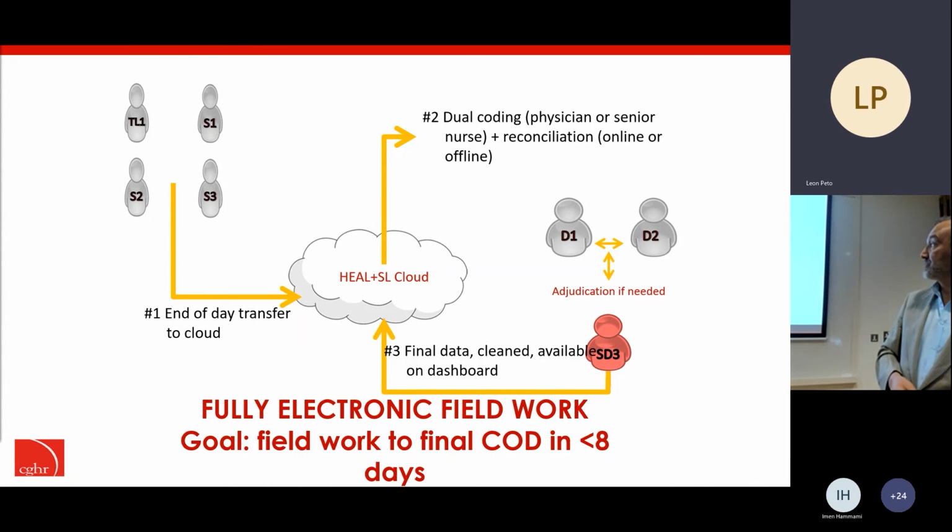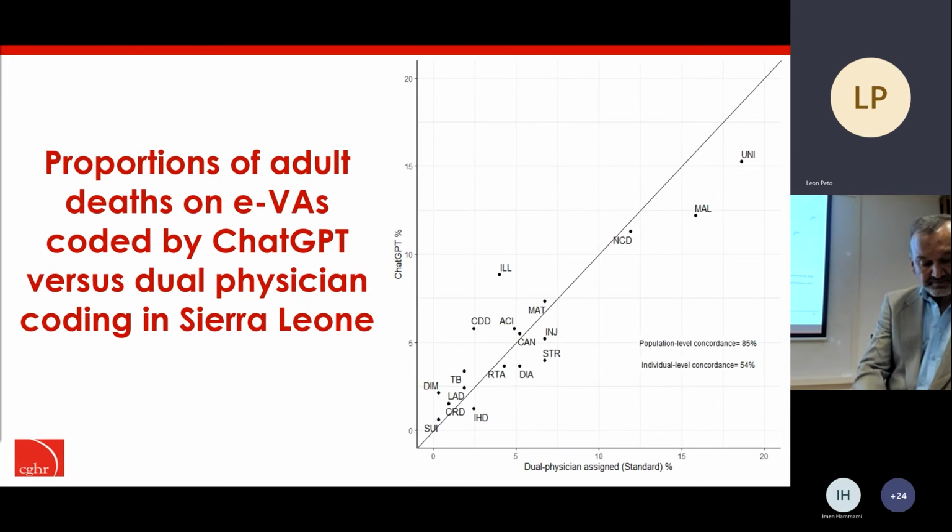And in the cloud, after some processing, they're available pretty much the next day for physician coding, which is also done online. So the physicians aren't interrupting their clinical work. This is their evening work. And then the idea is you can get from field work to cause of death in 8 days if needed. I mean, our typical turnaround is about 2-3 weeks, but we can do it in 8 days.